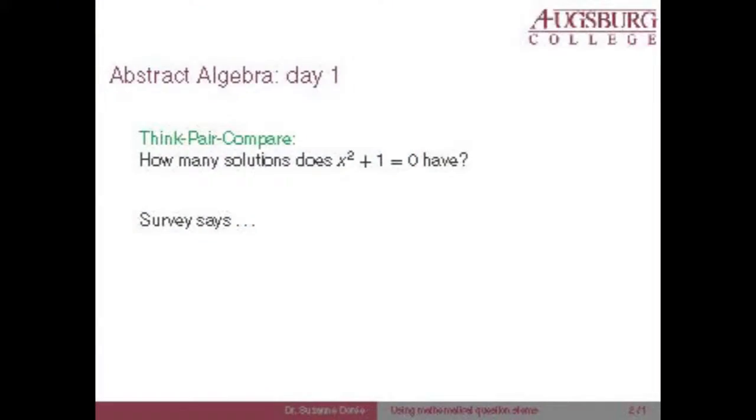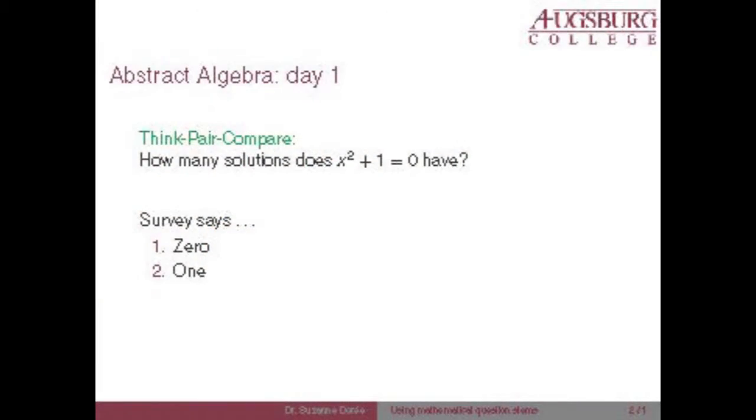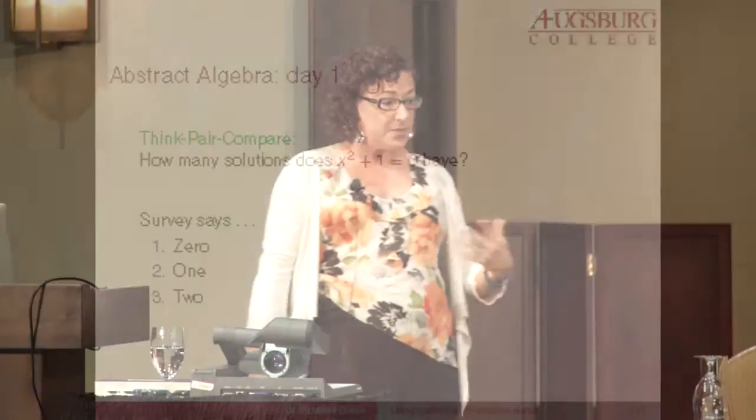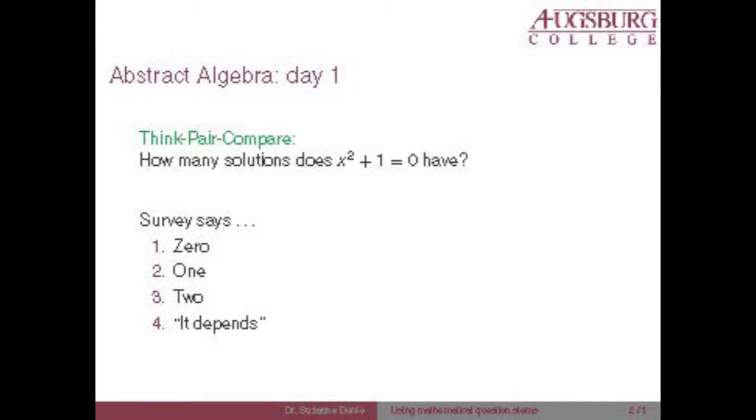So number one answer, 0. Thank you. I know, there's some complex analysts in the crowd. Number 2 answer, 1. Consistently for 10 years running. Okay, number 3 answer was 2, and the last answer was probably what most of you thought but didn't think was acceptable to say, and that's it depends. So you haven't told me what field we're over, or if it's real, if I'm allowed to use complex numbers, etc.